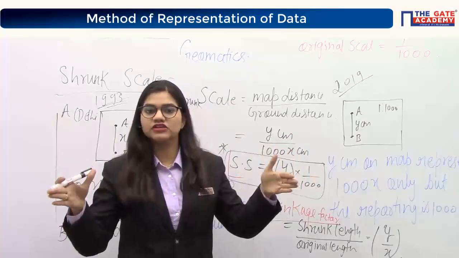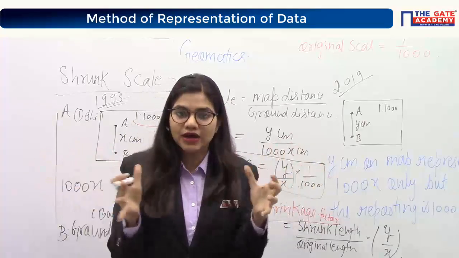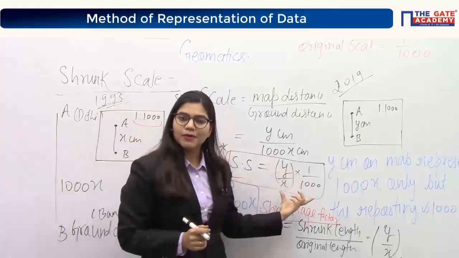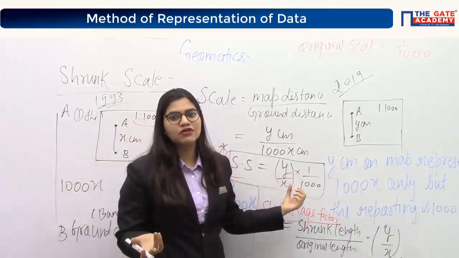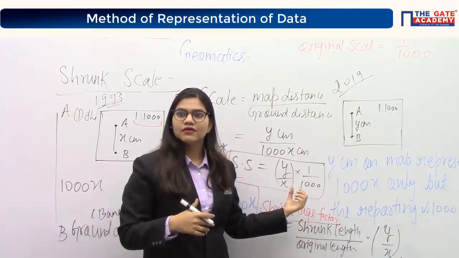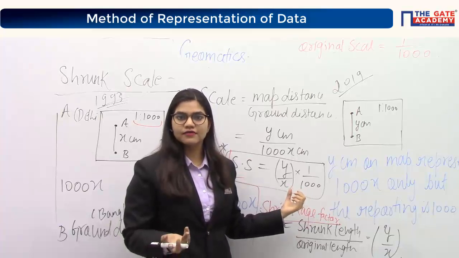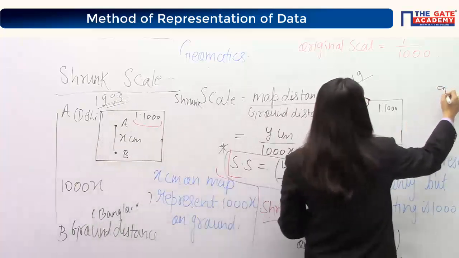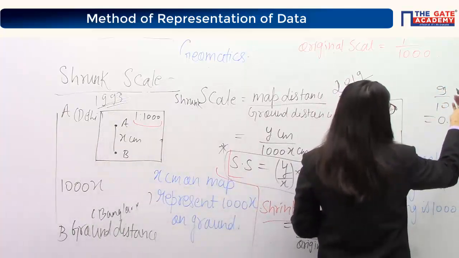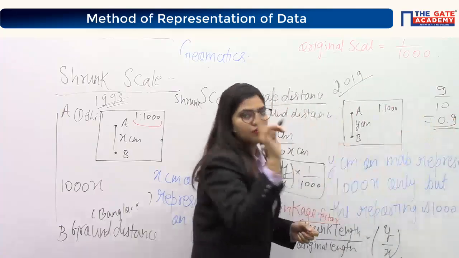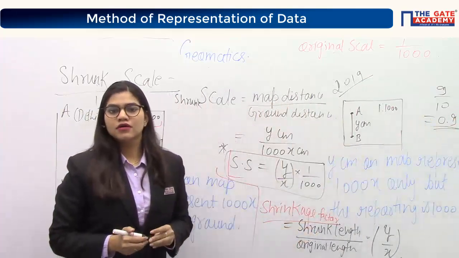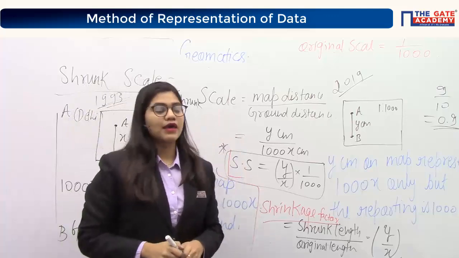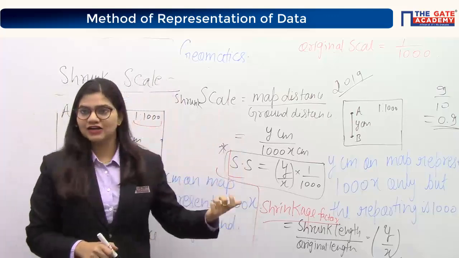The x value is the original one, and the y got shrunk. So tell me, smaller divided by the larger will be the smaller one or the larger one? Smaller one only, right? If I divide 9 by 10, I'll get only 0.9, not 1. So it is clear? Your shrunk scale is the smaller one and your original scale is the larger one.